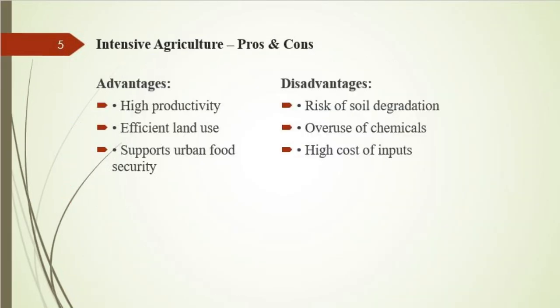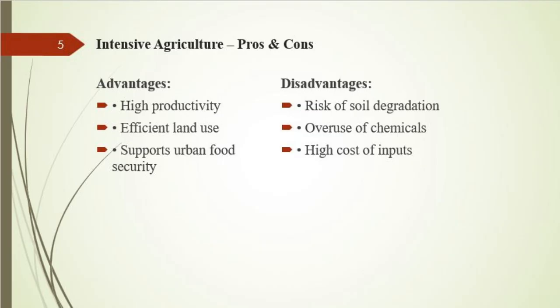Advantages of intensive agriculture. Intensive farming has several benefits. 1. High productivity. Farmers can produce large amounts of food from limited land. 2. Efficient land use. It is useful where land is limited. 3. Supports food security. It helps supply food to growing cities and populations.